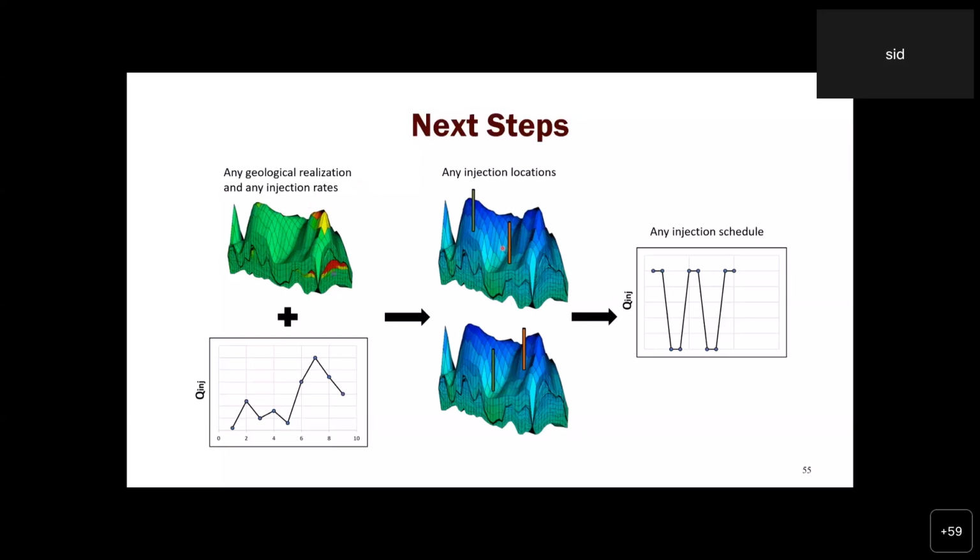Next, we want to take whatever we have learned here and improve it for handling any injection location. Now the injection location doesn't need to be fixed. Over here, the injection location is fixed. The only thing that is changing is geology and injection rates. Once we handle that, we want to tackle any injection location. And once we handle that, our end goal will be to take care of any injection schedule for any injection location at any injection rate for any geological realization. So that's the whole goal. Let's see if we can achieve this or not. With that, thanks a lot for your attention. That's the end of my talk.